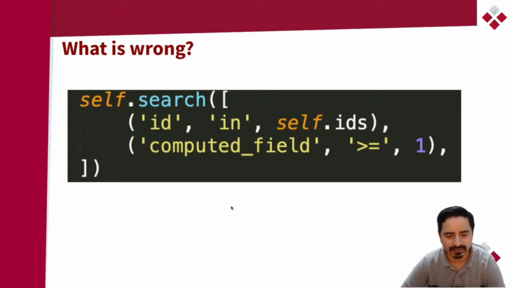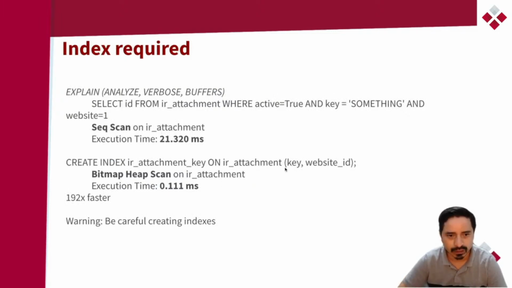In this case, what is wrong? We have a search with a domain using ID in these IDs, but we also have a domain using a computed field. This means that Odoo will need to process all these computed fields for the records. It is a good example of slow code.